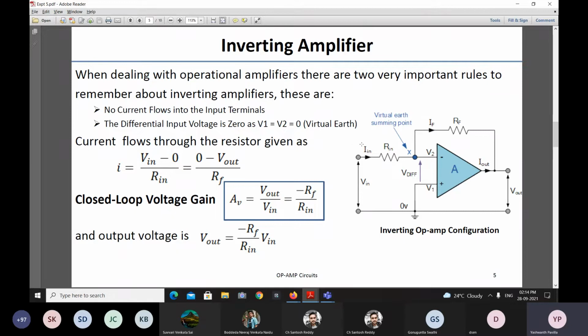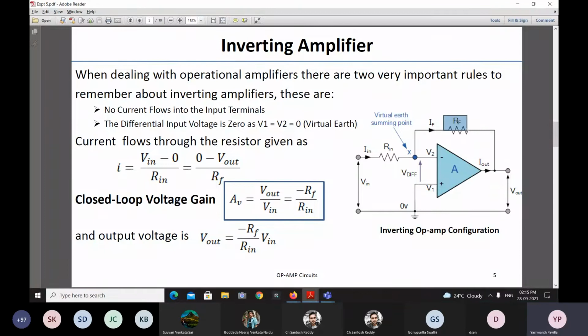Now the current In, we can write in terms of input voltage as Vin minus the voltage at this node, which is V2, so Vin minus V2 by Rin, the resistance. And then the current flowing through this part is from here to here, so V2 minus output voltage V out by feedback resistance RF.